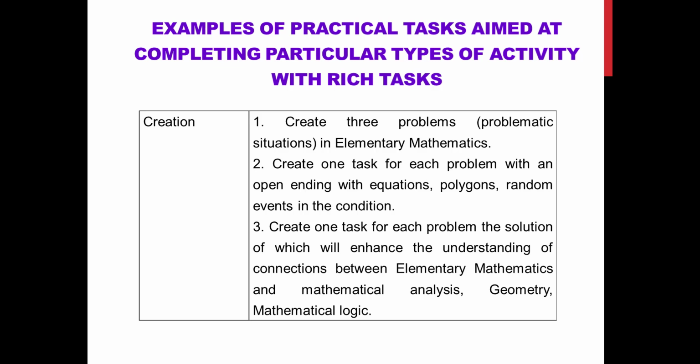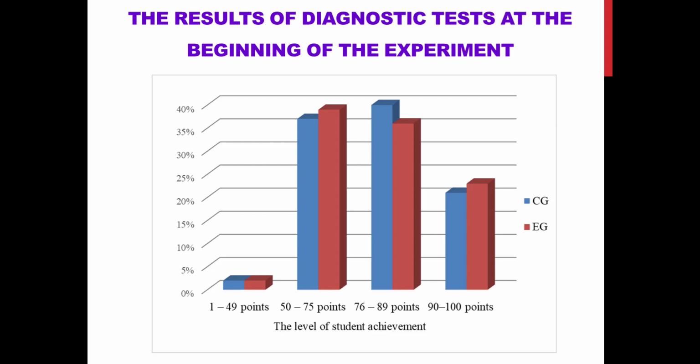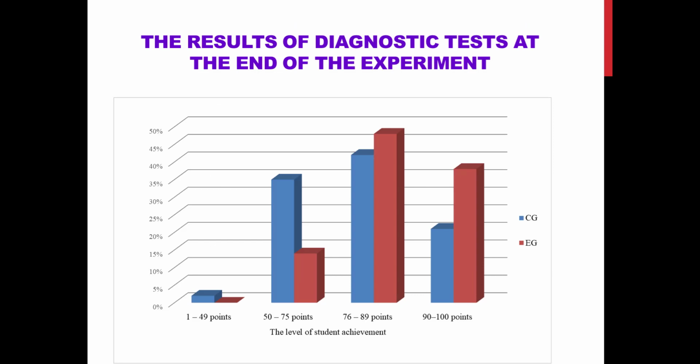Examples of practical tasks aimed at completing particular types of activity with rich tasks are in the slide. The efficiency to implement the online course was checked in April to November 2020. To confirm the homogeneity of the groups at the beginning of the experiment, diagnostic tests in elementary mathematics were used, which contained 5 traditional and 5 rich tasks. At the end of the experiment, the students were also surveyed using tests in elementary mathematics, which contained the same number of traditional tasks and all kinds of rich tasks.